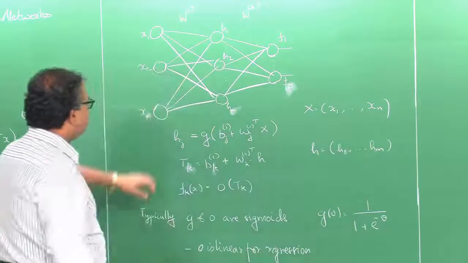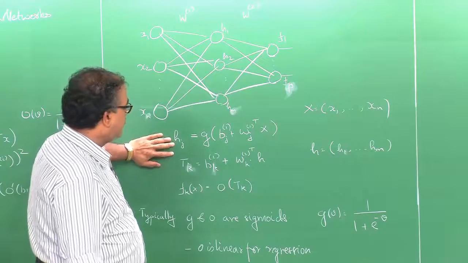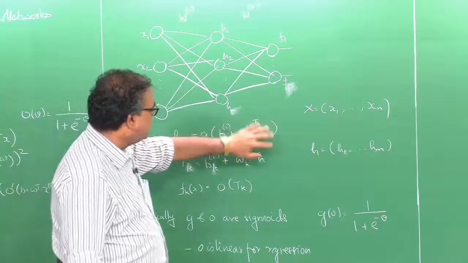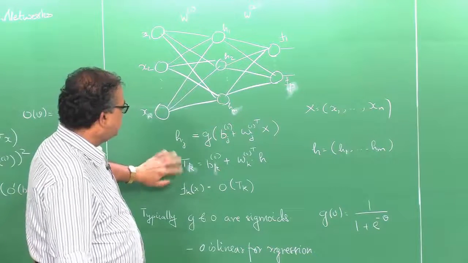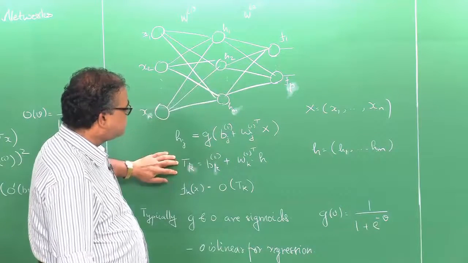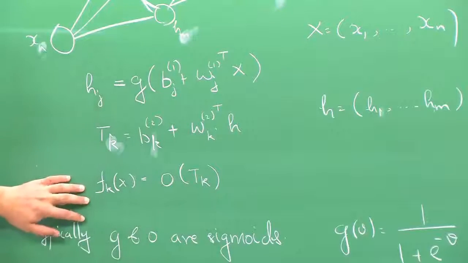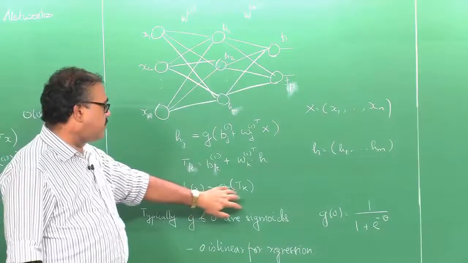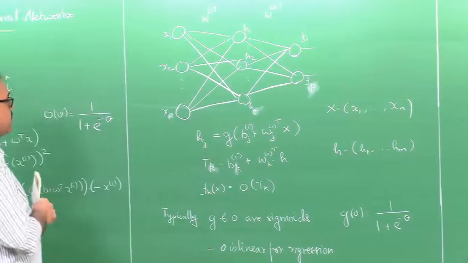So, we will denote the hidden layer outputs by h, and h is given as g of the weighted summation of the inputs. Let me introduce a temporary variable here called t, which is the summation of the outputs of the hidden units, and f is finally the transformation O of t.